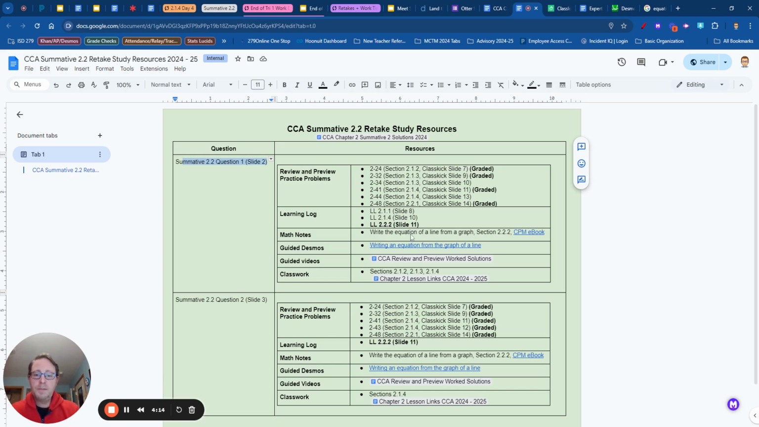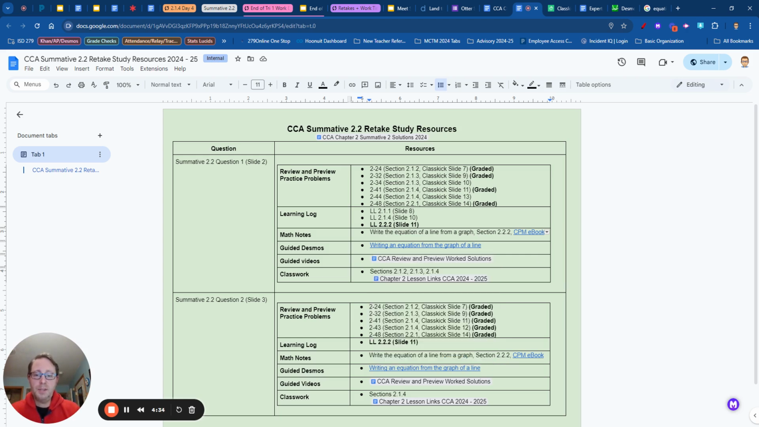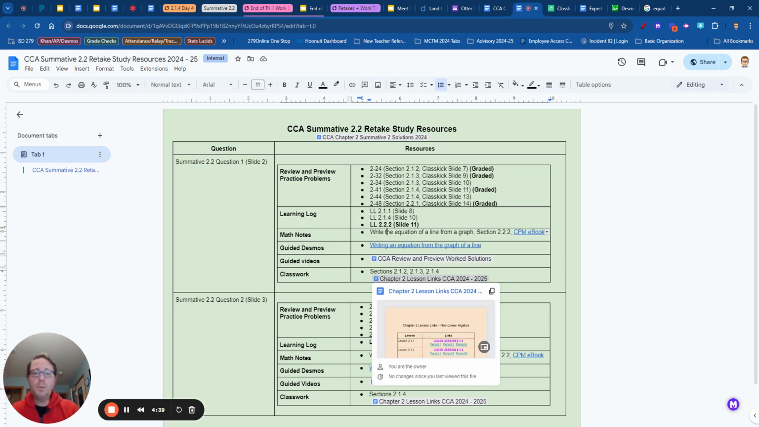Here are some learning logs. Here's a math notes you might open up. Here's a Desmos, like a bunch of practice problems on writing an equation if you have a graph of a line. Remember that those worked solutions from another teacher for all of the review and previews, those are available. And here are all of our lesson links, so you can go back and look at the work. You don't need to do all of this stuff. You can ask, hey, what's something that might help me? But you should be getting used to jumping on this study resources and being like, what are the practice problems that I can open up?